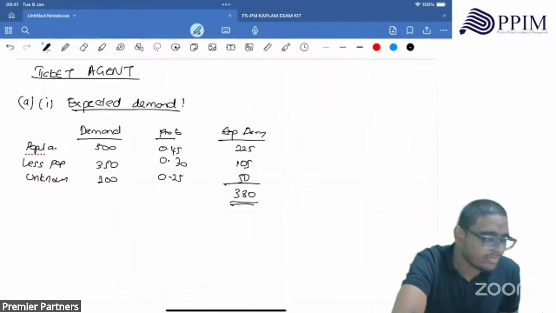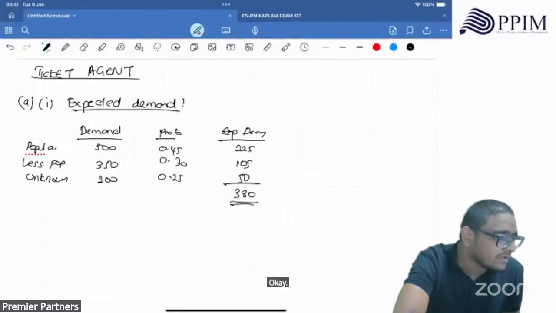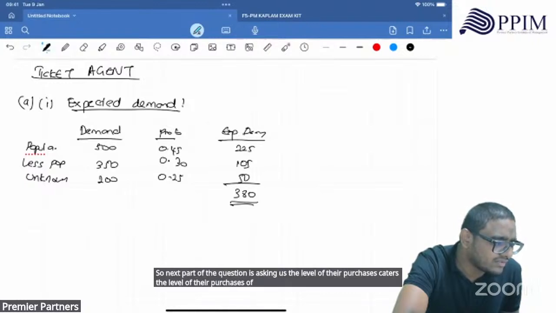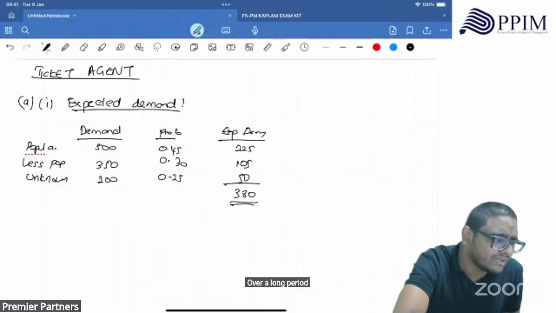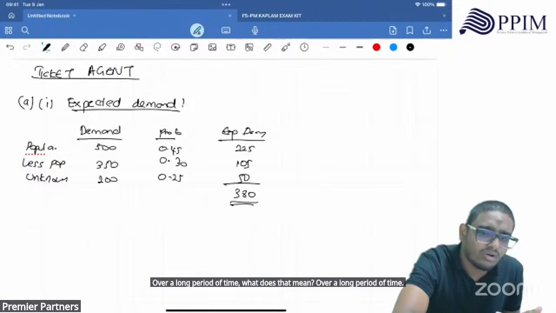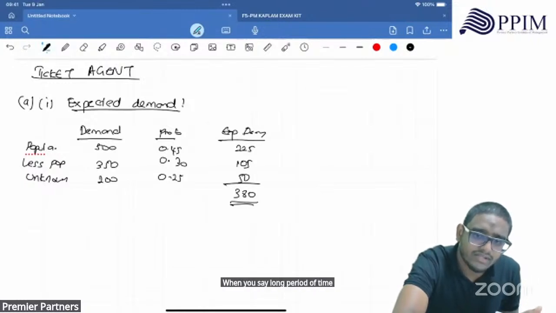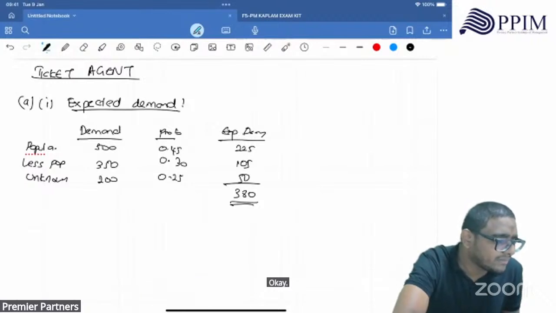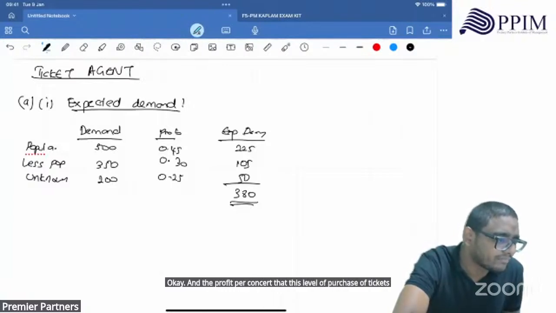Okay. Right. So next part of the question is asking us the level of their purchases. Calculate the level of their purchases of tickets per concert that will give them the largest profit over a long period of time. Over a long period of time, what does that mean? When you say long period of time, you have to calculate based on expected values. And the profit per concert that this level of purchase of tickets will give.